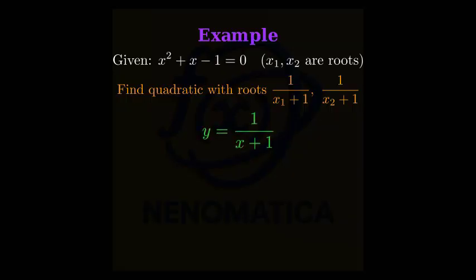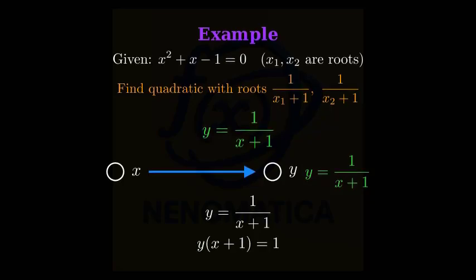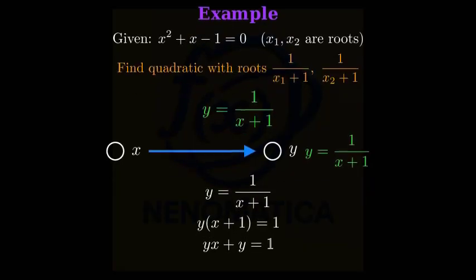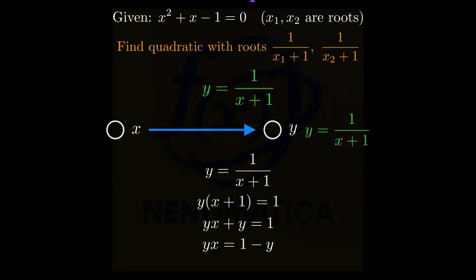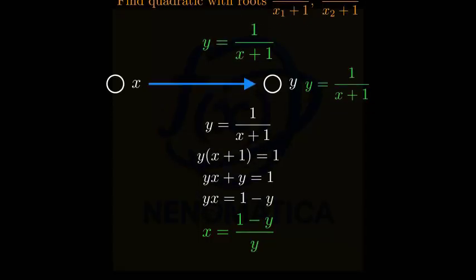Define a new variable y to be 1/(x + 1). This maps every original root x to a new root y. Now, we will express x in terms of y. Start with y = 1/(x + 1). Multiply both sides by x + 1. Expand the left side. Move terms to isolate y times x. Finally, divide by y to get x = (1 − y)/y.